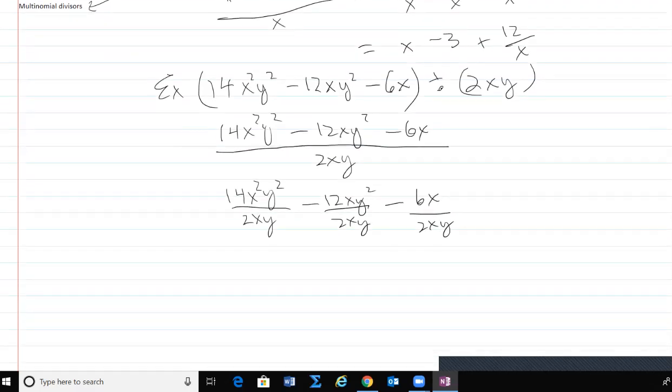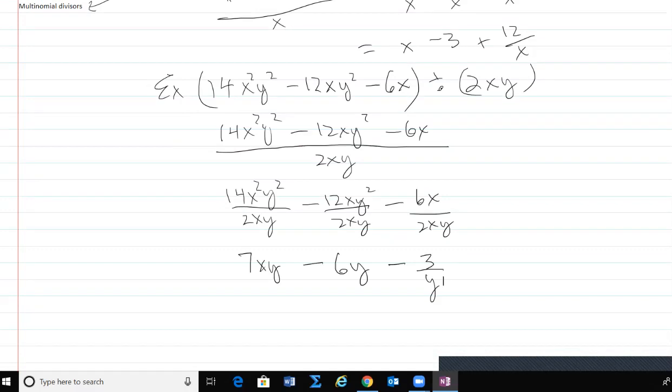And now I'll start reducing each individual one. This will be a 7xy. This one would be a 6y. And this one would be a 3. The x does cancel, x into x, but the y doesn't, so you'll leave the y like that. Okay, that is how we handle monomial divisors.